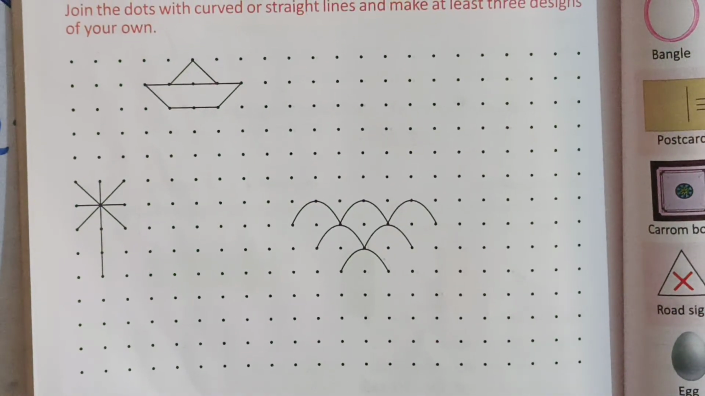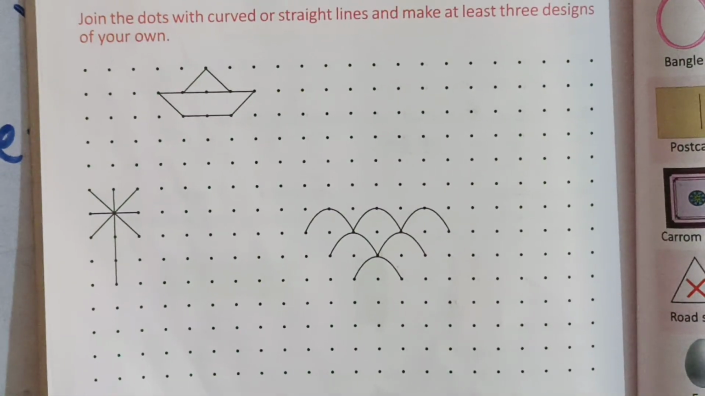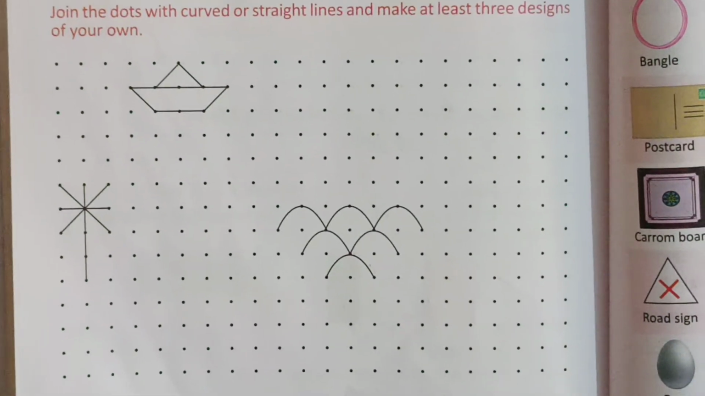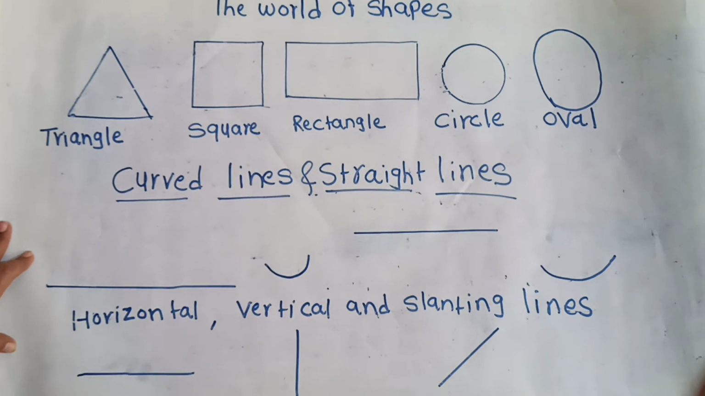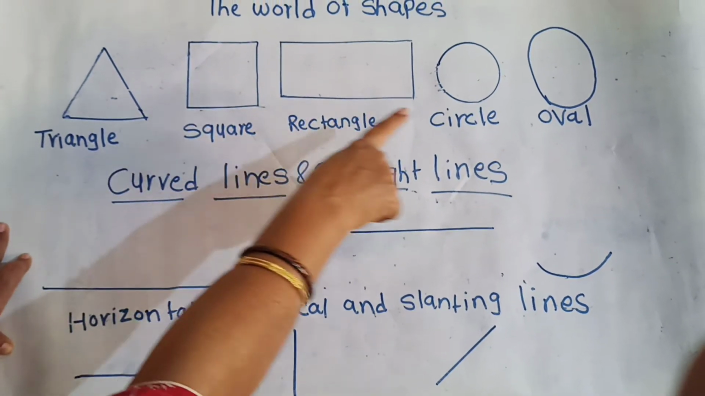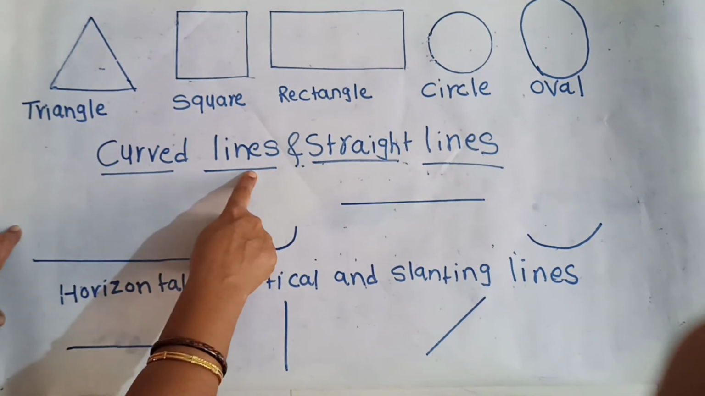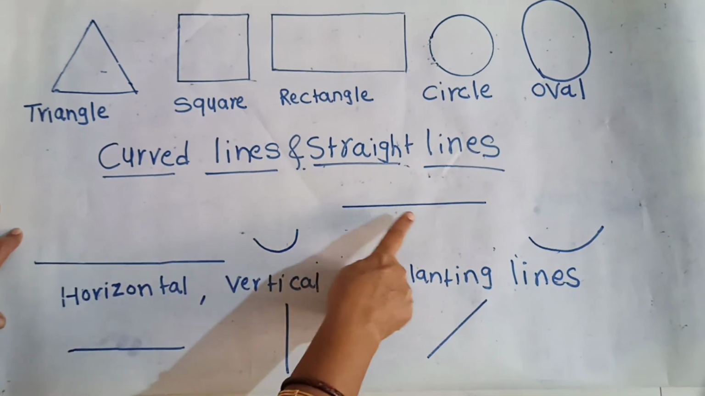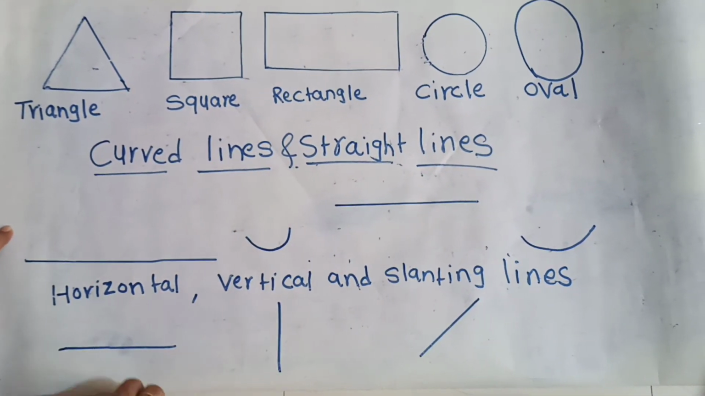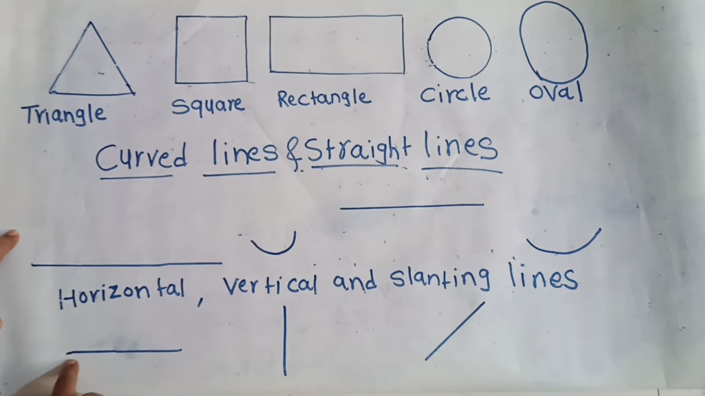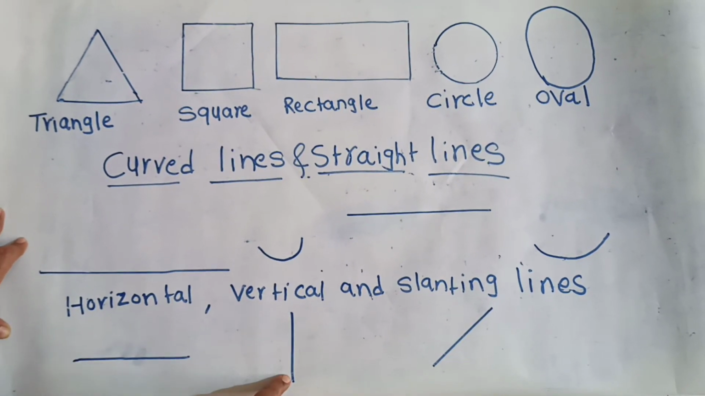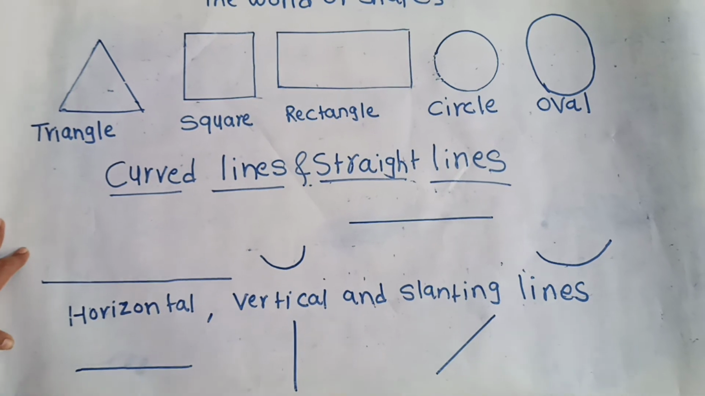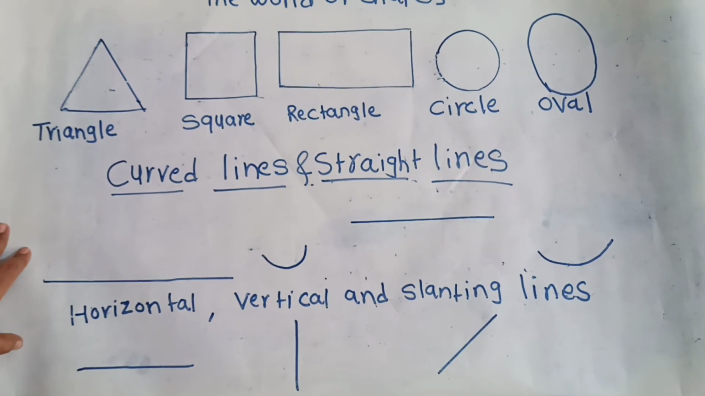Okay children? I hope now you know about the shapes, then curve lines and straight lines. These are curve lines, these are straight lines. And also horizontal lines, vertical lines and slanting lines. Okay. Thank you.